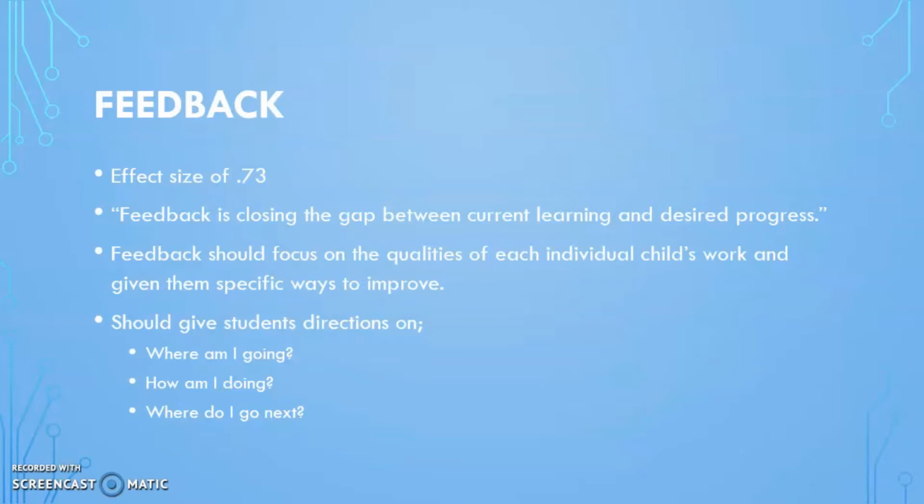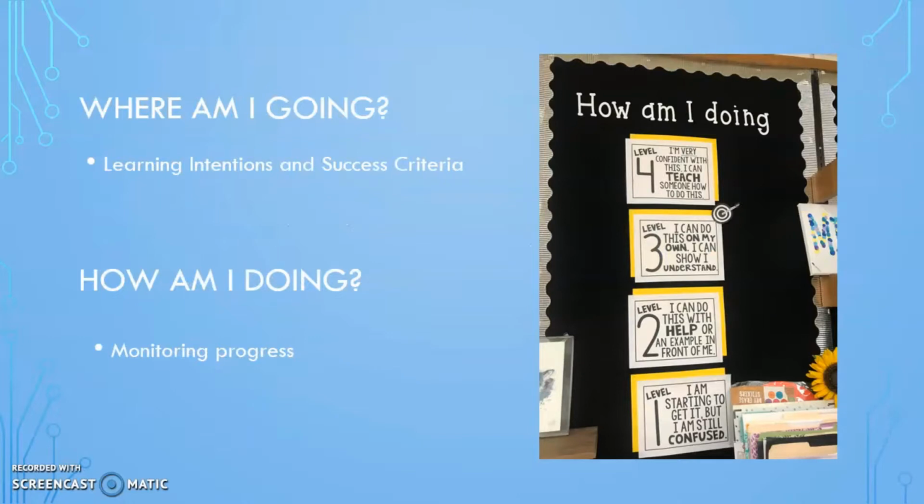Feedback should be a guide and should answer 3 questions. Where am I going? How am I doing? And where do I go next? Where am I going is a question that should lay the foundational work for effective feedback. This is where you state your learning targets and show students what it will look like to have success in the criteria. How am I doing is the monitoring part.